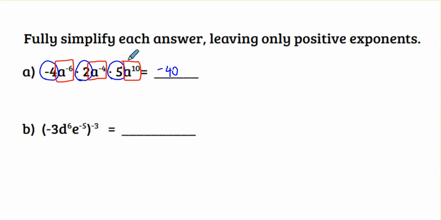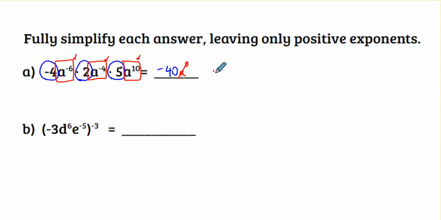Couple different ways you can do this. I think the easiest way is just to realize that whenever you're multiplying, you are adding these exponents together. Well, we have -6 plus -4, which is -10, and then we add to that a +10, so we get a to the 0 power. Well, anything to the 0 power is 1, and we don't really even need to write that. So the answer there would be -40.